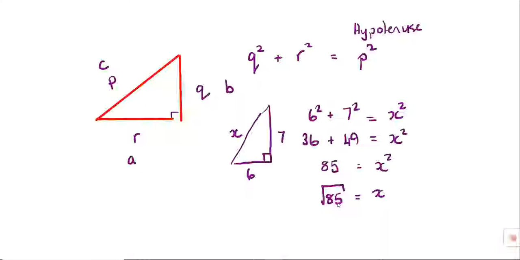Is there anyone that doesn't understand why that's the square root of 85? Okay, good. If I was going to use my calculator, the square root of 85 would be 9.22. And that kind of makes sense, right? Because if that's 6 and 7, you'd expect it to be roughly the same idea.